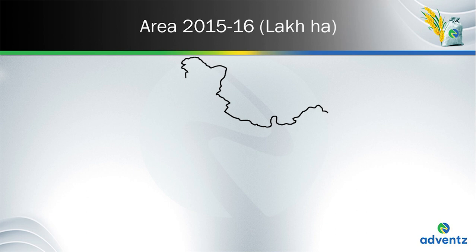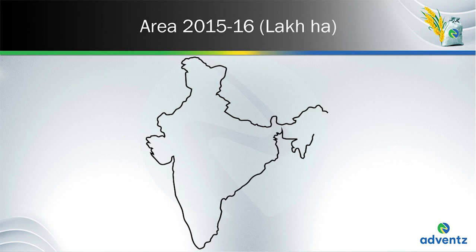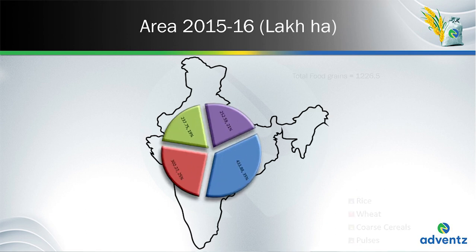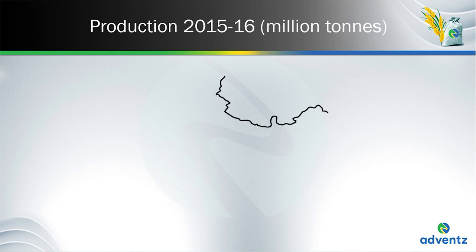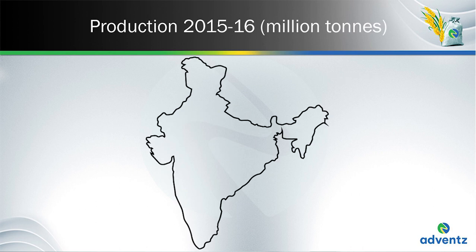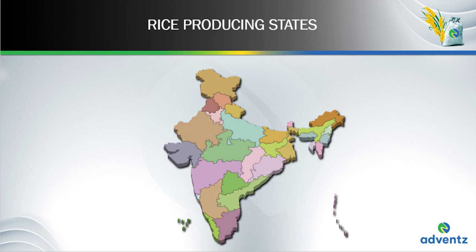In India, rice occupies the first position among cereals in respect to both area and production. The blue region right here is rice for both area and production. The states that produce the majority of rice are Punjab, Uttar Pradesh, Bihar, West Bengal, Odisha, Chhattisgarh, Andhra Pradesh, and Tamil Nadu.